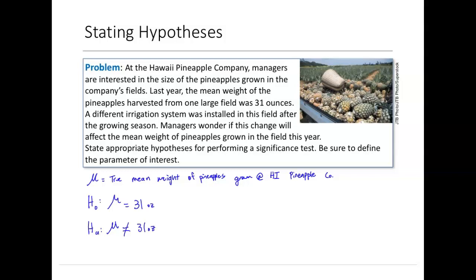So remember that you're always investigating a parameter. So your hypothesis should make a statement about the parameter, which is why I'm using mu and not x bar here. You have to use the correct notation for a parameter. That's it. That's all they wanted us to do in this one was state the hypotheses. So we're done.